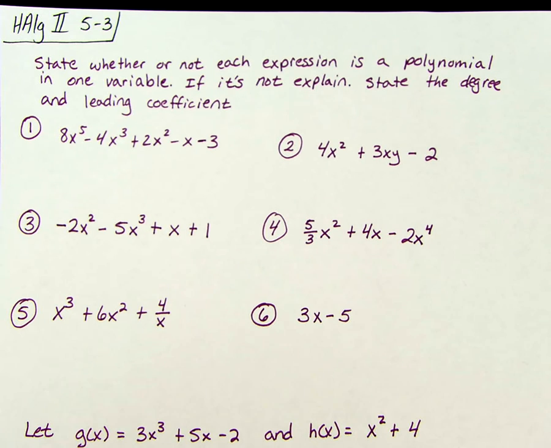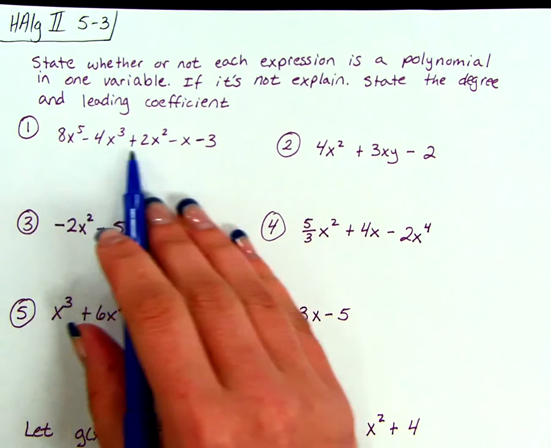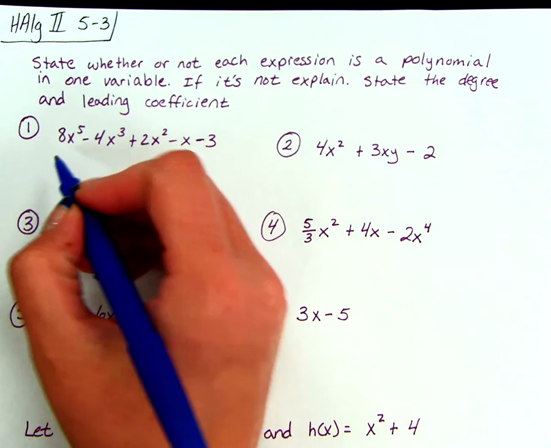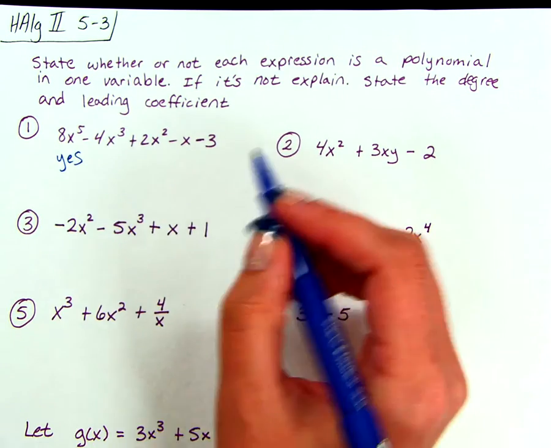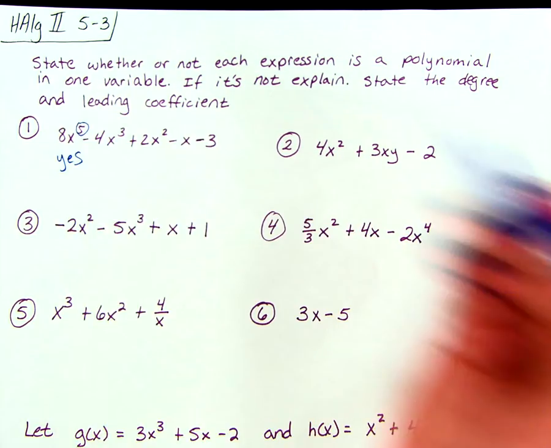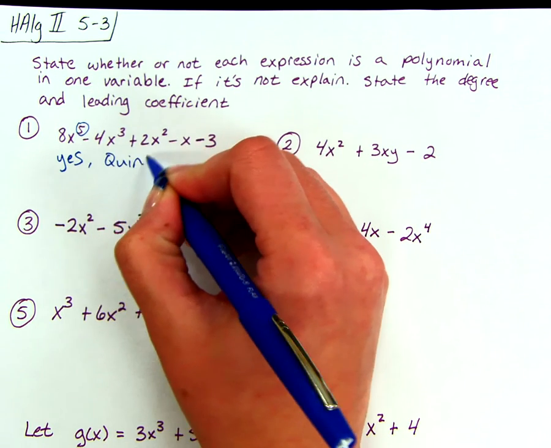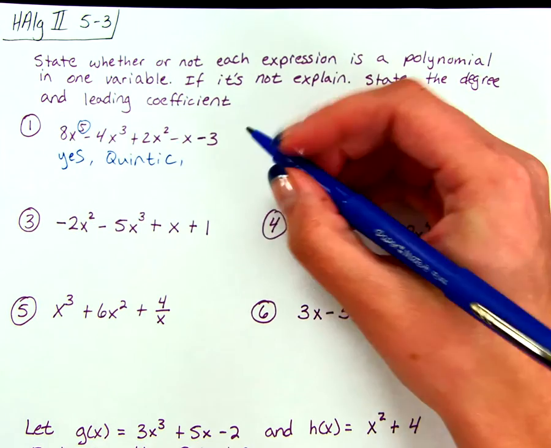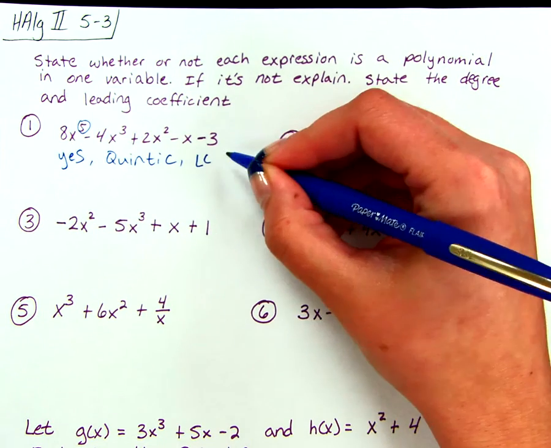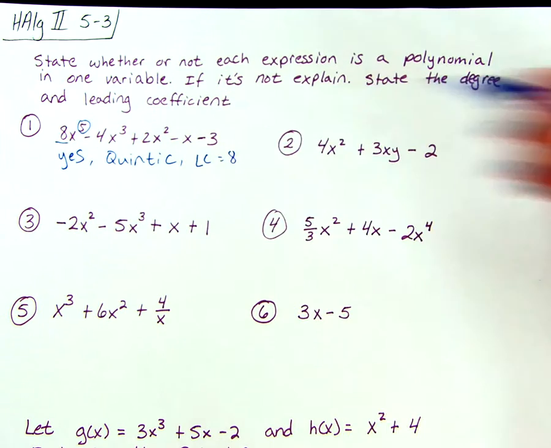All right, so looking at the first one, my highest degree is a 5, and as I'm looking at this, there's no extra variables in here. So yes, this is a polynomial in one variable. And then since our highest degree is a 5, that means that this is a quintic equation. And our leading coefficient, okay, so I'm going to abbreviate that as LC, is the number in front. So that's going to be 8.